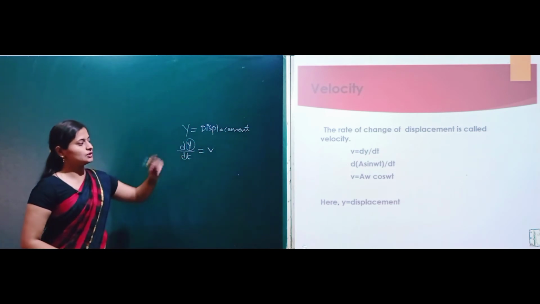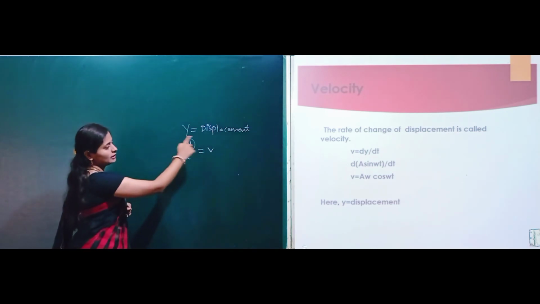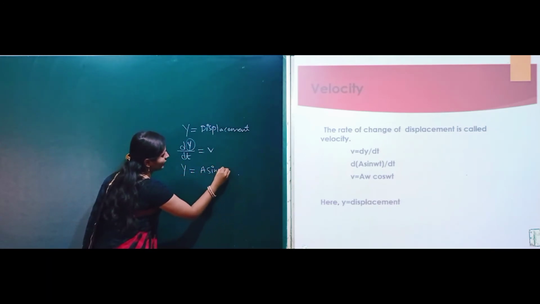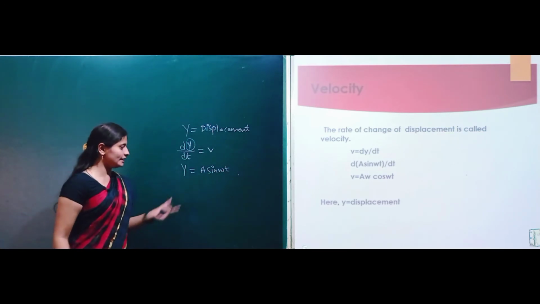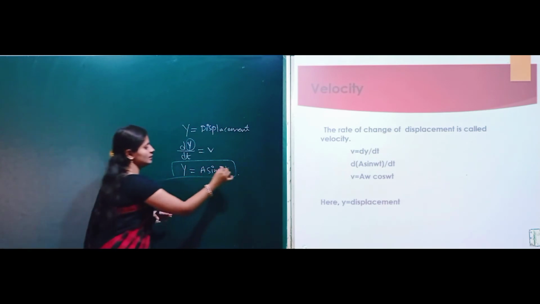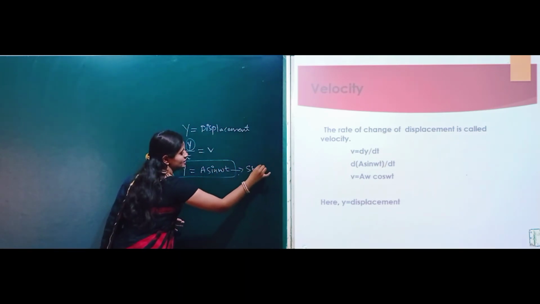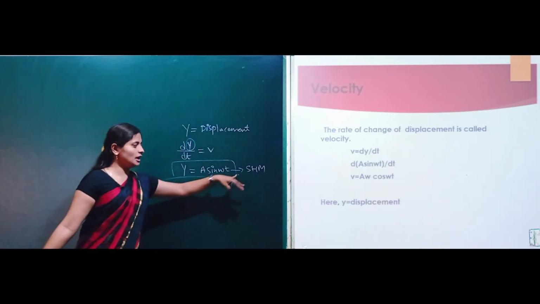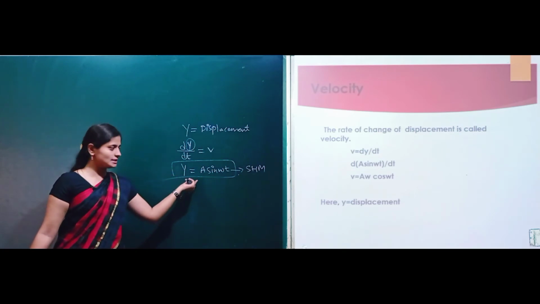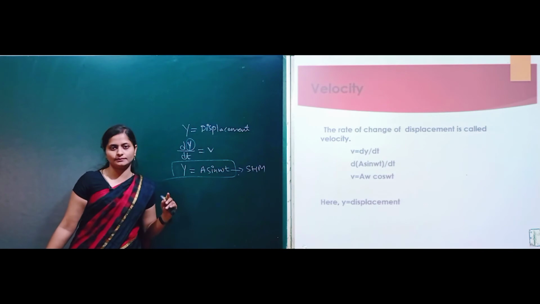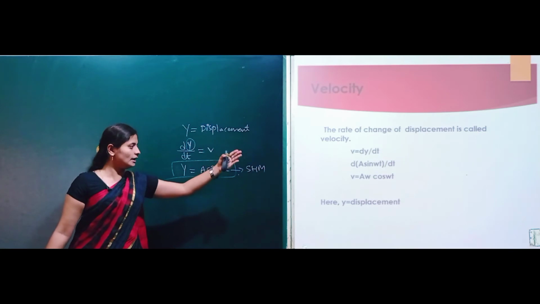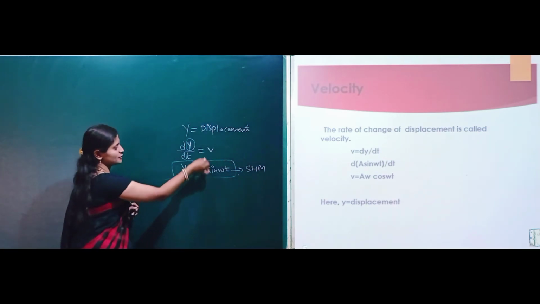Okay, got it? So see here y. So here we are taking y equal to a sin omega t. So why are we taking this equation? Because this equation indicates the equation of SHM. What is SHM? Simple harmonic motion. So in simple harmonic motion, displacement is nothing but a sin omega t. So that's why we are taking y equal to a sin omega t. So here we are substituting the y value.